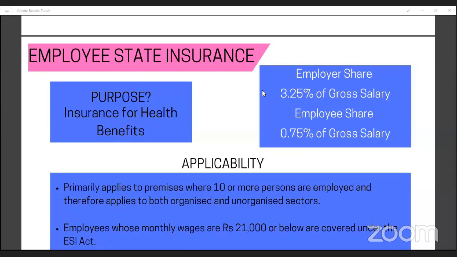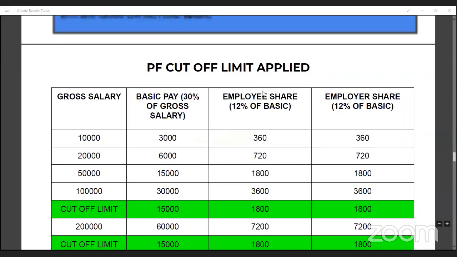Right. So this is again the ESI. I think we stopped with that, which is 3.25% of gross salary, and the employer share is 0.75% of gross salary. Another very important concept in ESI is up to 21,000 rupees. A maximum of 21,000 rupees of gross salary, they are only covered under ESI. So once your gross salary crosses 21,000, then ESI is not applicable. So this is a short recap of what we have seen, the percentages I have told you.